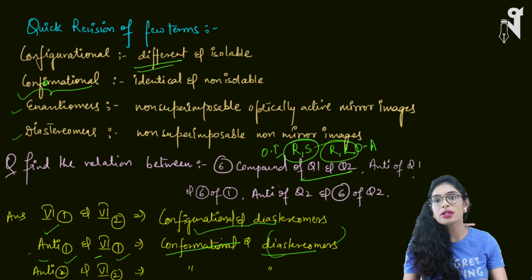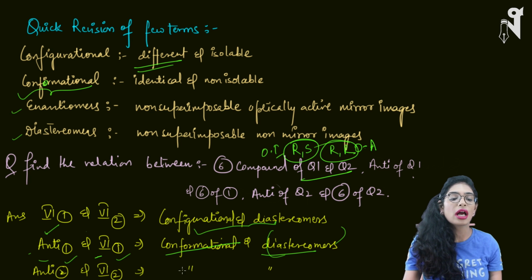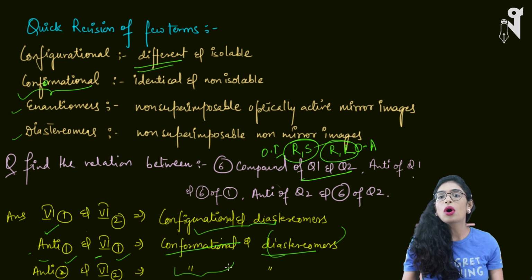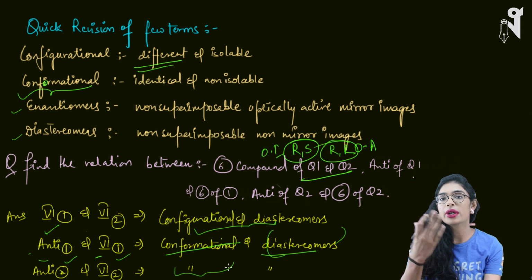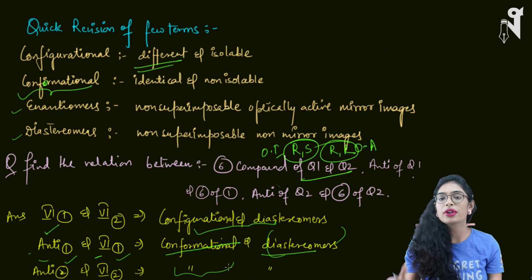So anti of the second question and the sixth compound of the second question are conformational isomers, and we call it diastereomers just on the basis of whatever has been given over there. Basically, when you look at the Fischer projections, though the configurations are exactly the same, the Fischer projections are non-superimposable right now. So we have just mentioned them as diastereomers.